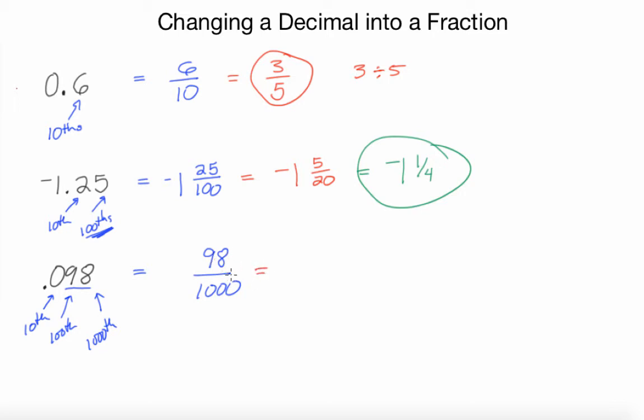Since they're both even numbers, I can divide them both by 2. 98 divided by 2 is 49. And 1,000 divided by 2 is 500. And the only factor of 49 is 7, and 7 doesn't go into 500. So guess what? That one's done. It's reduced. So 0.098 is the same thing as 49 500ths.